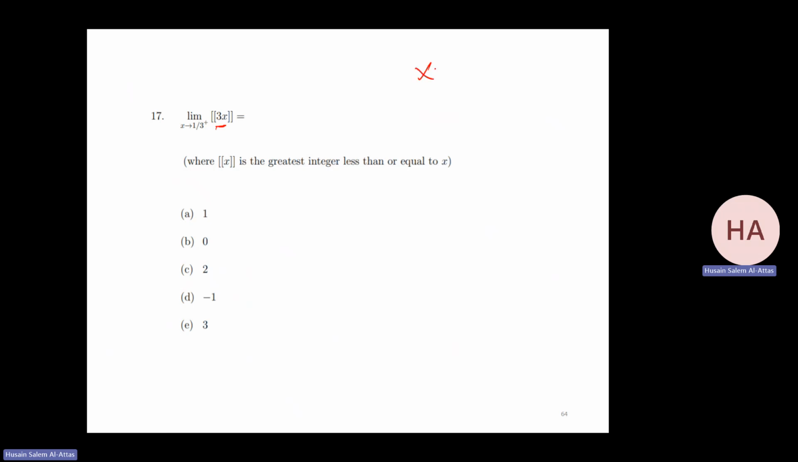When I say x goes to 1 over 3 from the right, what is the value which I will take? 1 over 3 is what? 0.3333. From the right, I can take x as... no, sorry. I need 1 over 3 from the right, not from the left. So 1 over 3 is approximately 0.33333. We know this.